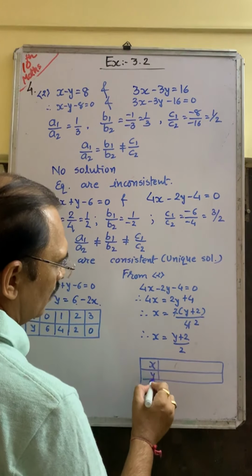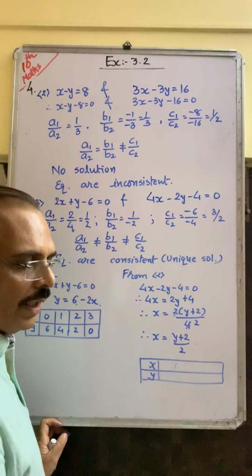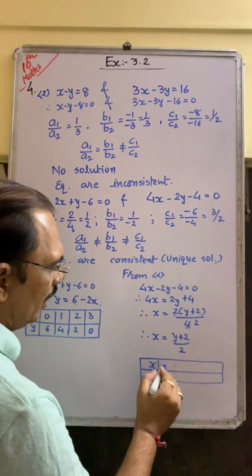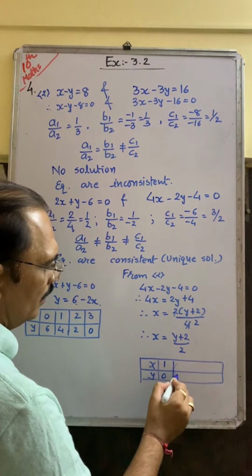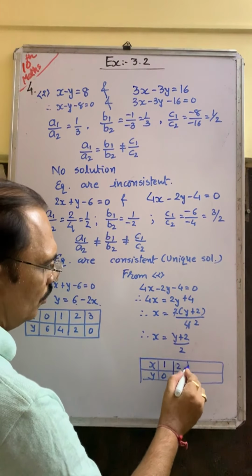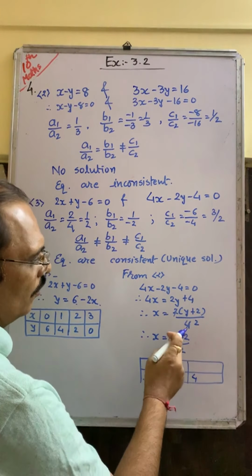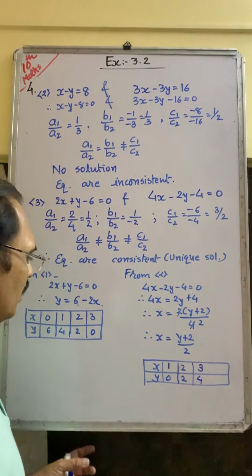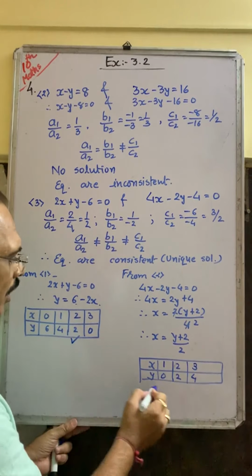And make a table. See, think about y, our right side. If you take y 0, 0 plus 2, 2 divided by 2 is 1. Then suppose 2 plus 2, 4 divided by 2 is 2. Then 4 plus 2, 6 divided by 2 is 3. Enough? 3 points. See, we got the common point 2, 2.